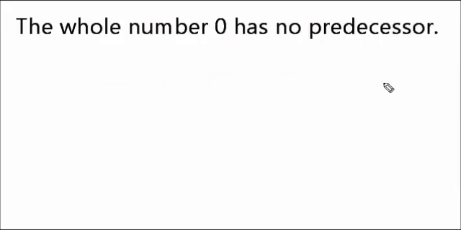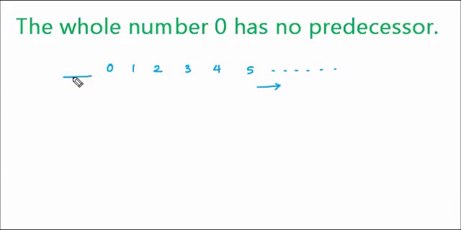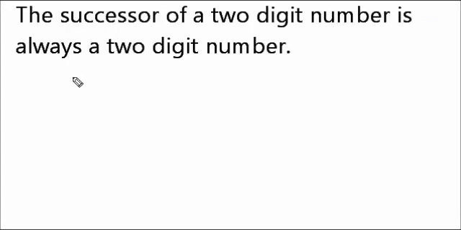The whole number 0 has no predecessor. Let's see the whole numbers. Whole numbers are... Now we know 5 has a predecessor, 4 has a predecessor, 3 has a predecessor, 2 has a predecessor, 1 has a predecessor, 0, it doesn't have any predecessor because there are no numbers on the left side of 0. So whole number 0 does not have a predecessor and hence the statement is true.